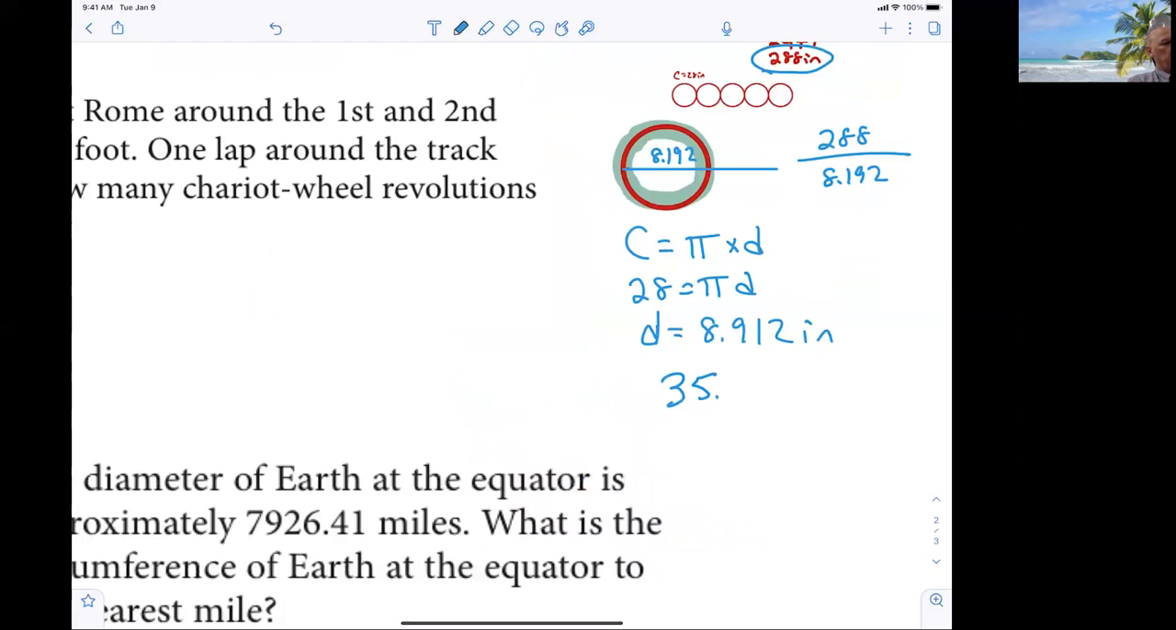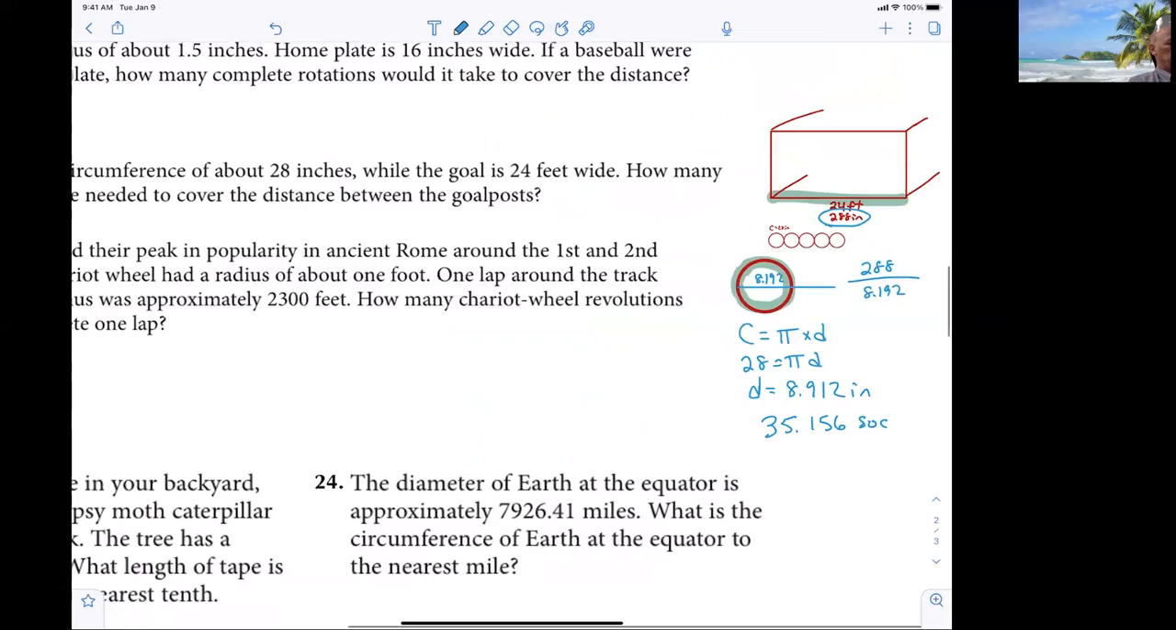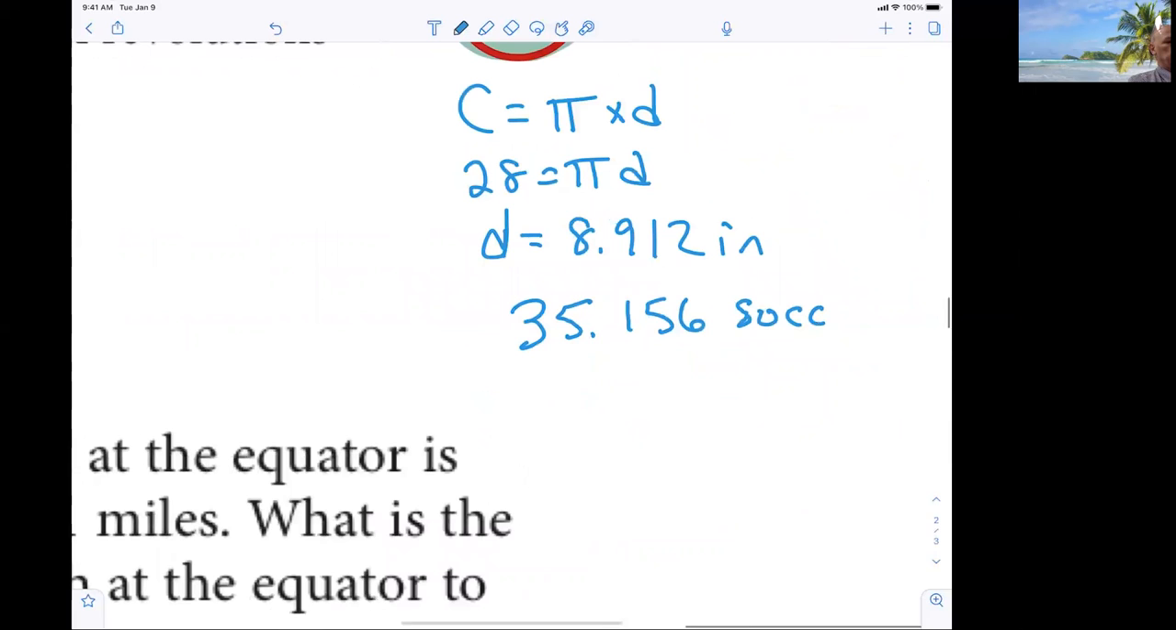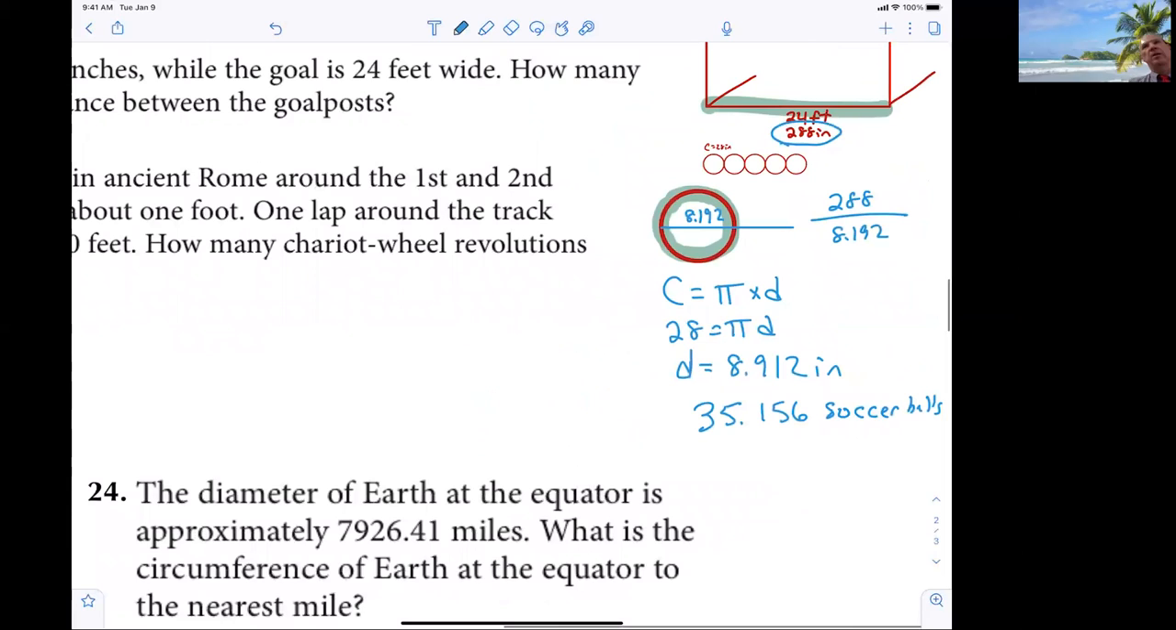One, five, six soccer balls. Is everybody with me on this? We'll fit across the goalpost. That's a lot. All right, so distance divided by the circumference gives you the number of revolutions. Hopefully I'm making sense. All right, Tyler, you're up.